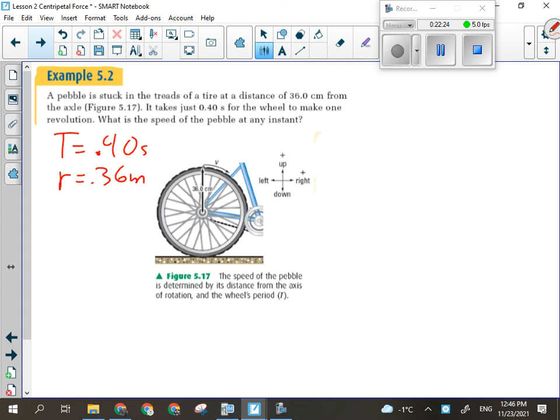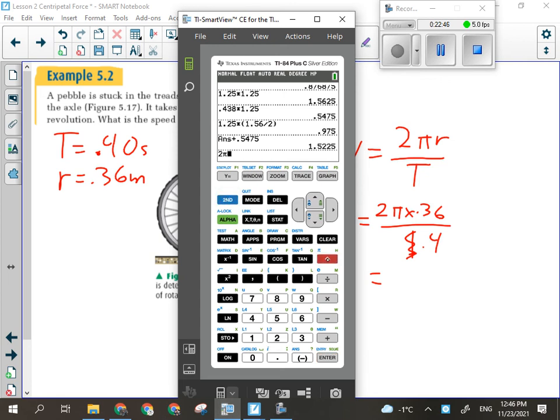That's involving this formula from the other day. I've got radius, I've got period, looking for speed. So 2 pi times 0.36 divided by 0.4. Make sure you're using the pi function, don't write 3.14. So that rock is moving at 5.7 meters per second at any one point along the tire.